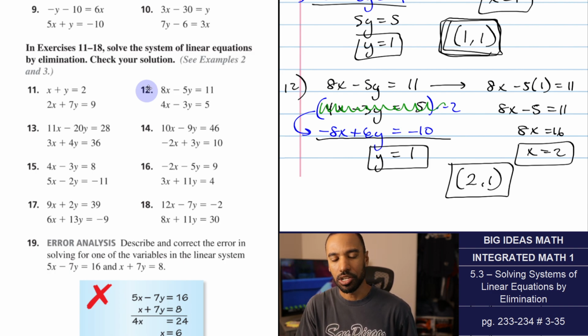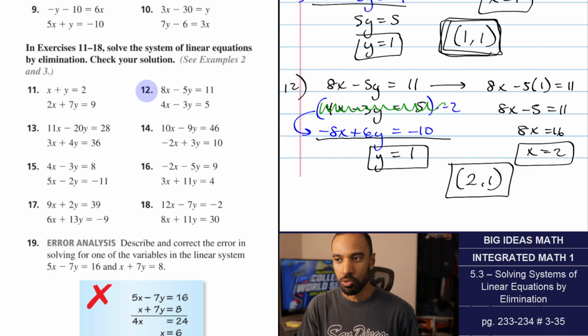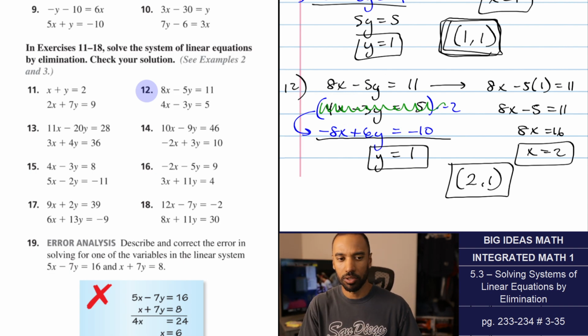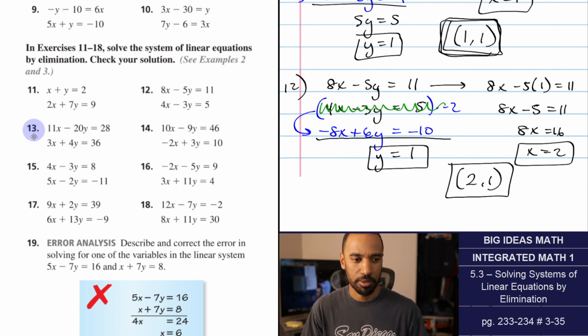So again, your organization is up to you. Do you want to use different colors like I am? Do you want to just rewrite both equations right next to each other? Is it okay overlaying one? It's kind of up to you on how you want to make that happen.